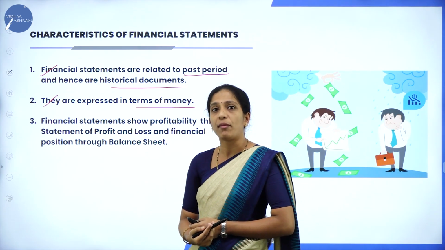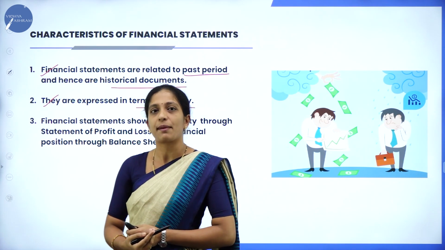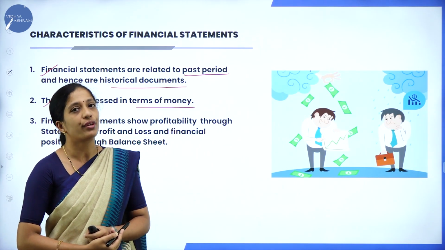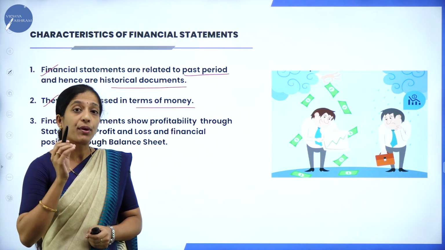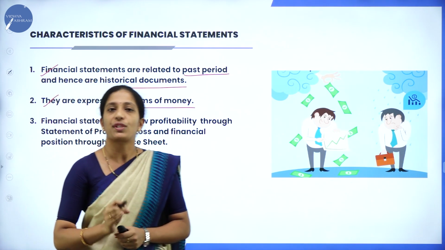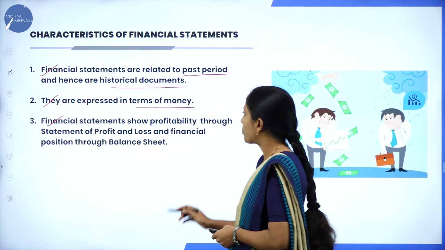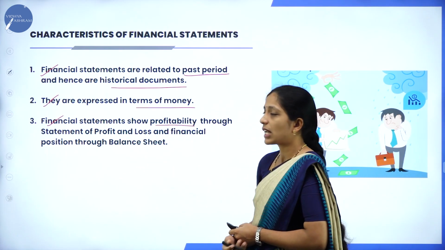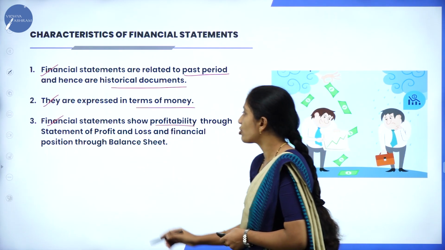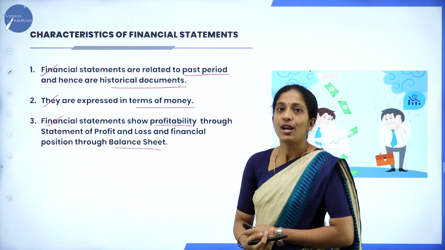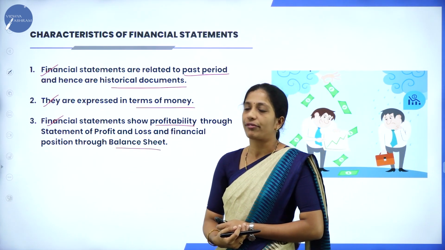There are a number of transactions that take place daily in a business, but we are not going to record all those transactions. We will record only those transactions which are measured in terms of money. And the next one is financial statements show profitability through the statement of profit or loss and financial position through the balance sheet. So these are the characteristics of financial statements.